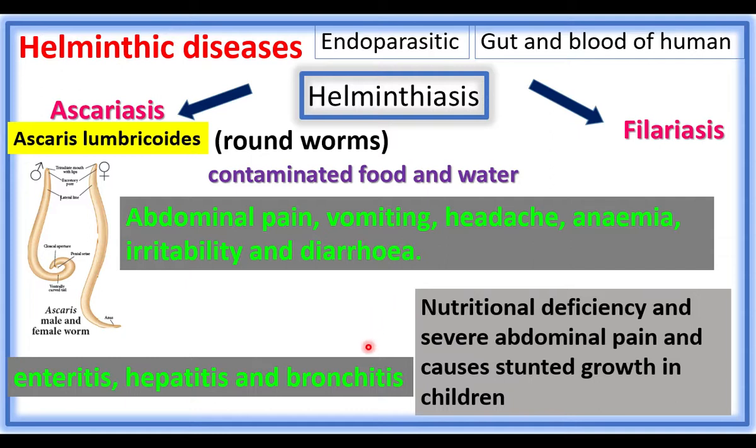Inflammation of bronchi, the airway disease, is bronchitis. Hepatitis is the inflammation of the liver. Inflammation in the small intestine is called enteritis.